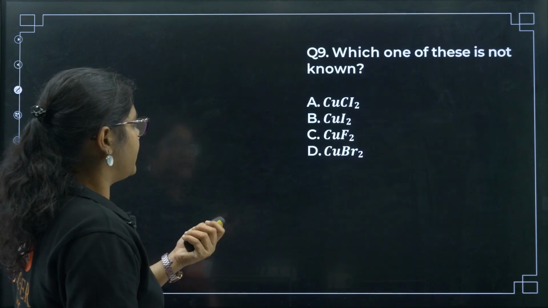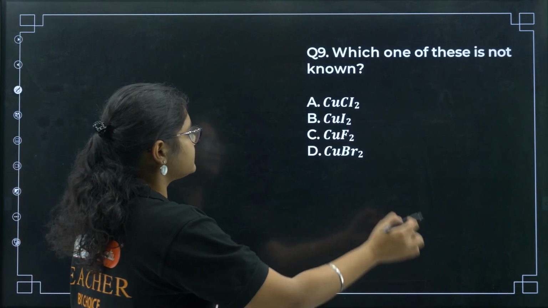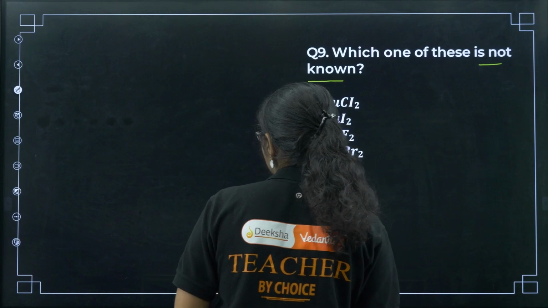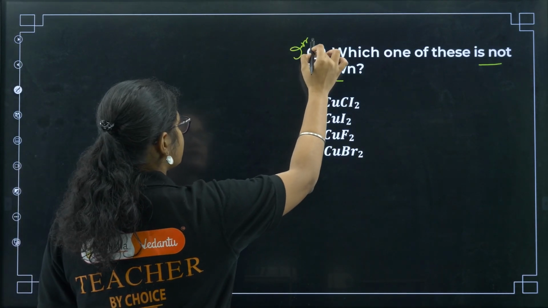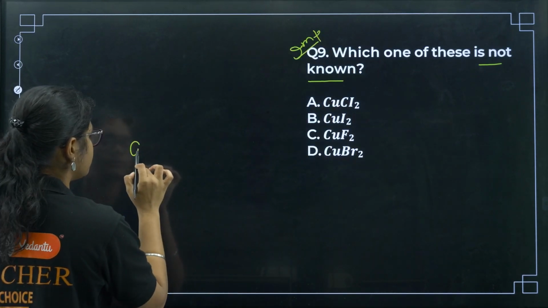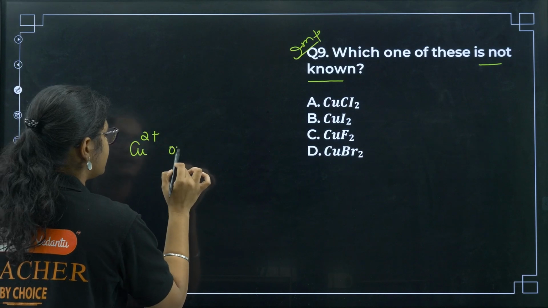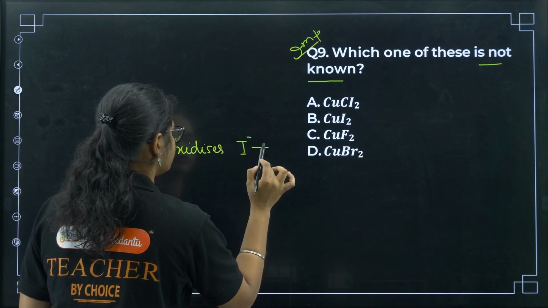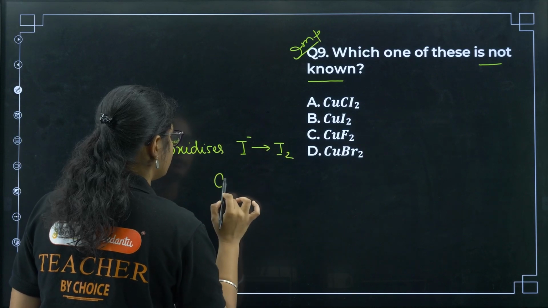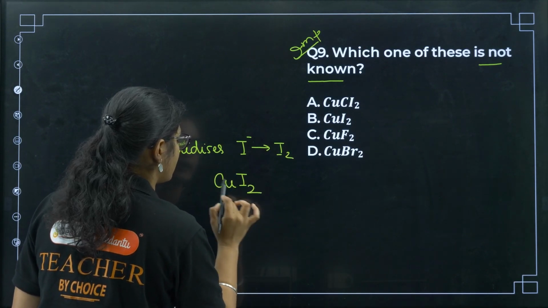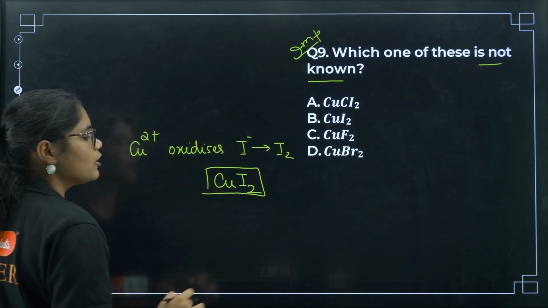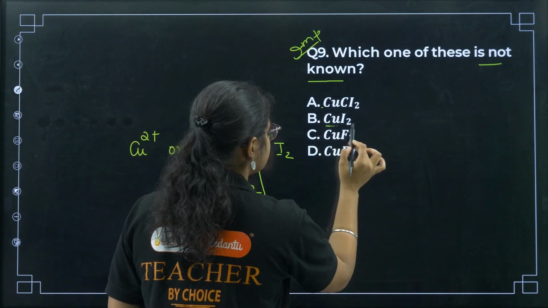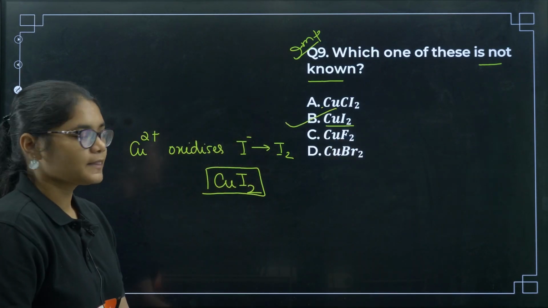Okay. Next, which one of the following is not known? Here also you should remember, this is an important question, that copper 2 plus oxidizes I minus to I2. That is why we do not find CuI2. This is the one which is not obtained. So the correct answer is option number B here.